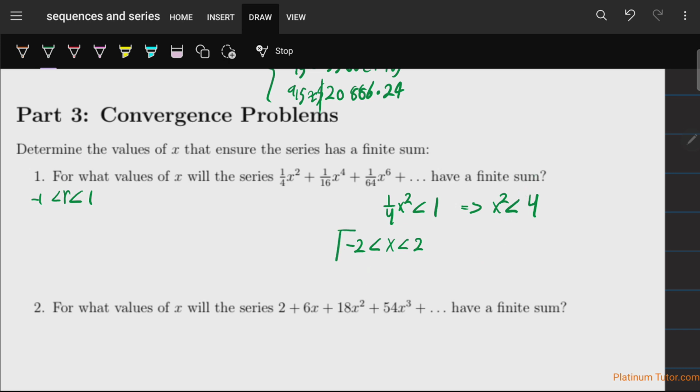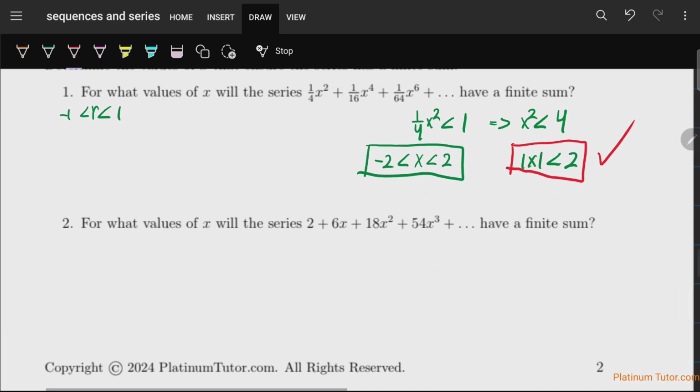Okay, so the answer for this question is this. Another way of writing this is that the absolute value of x has to be less than 2. Right, so we are saying positive or negative, the size of x, the magnitude of x, has to be less than 2. So actually, this is a more compact answer. Okay, let's try another one.